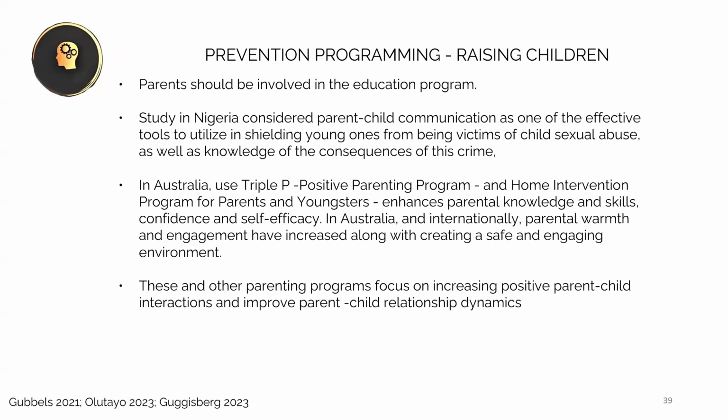In Australia, they use something called the Triple P, or the Positive Parenting Program. This was a home intervention program for kids and their little ones. This program enhanced parental knowledge and skills, increased their competency and self-efficacy. And they said that in Australia and worldwide, because the Triple P is a worldwide parenting program, parental warmth and engagement have increased, along with creating a safe and engaging environment.